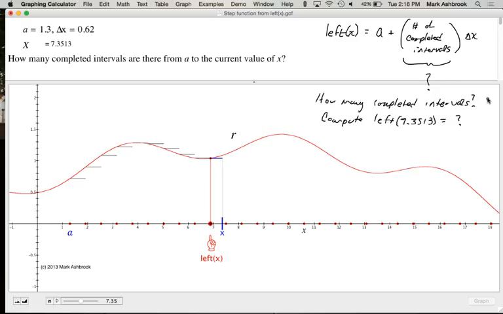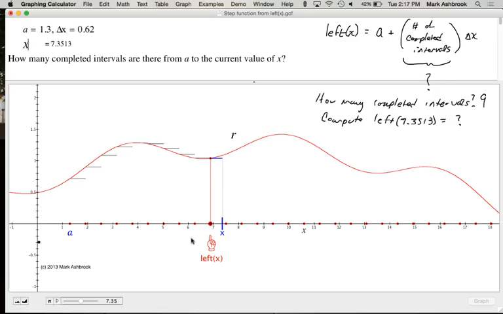Now, if there's 9 completed intervals, what is left of 7.3513? What did you get? 6.88, okay? Is that a rate? Is that up here, 6.88? No, it's an x value, right?